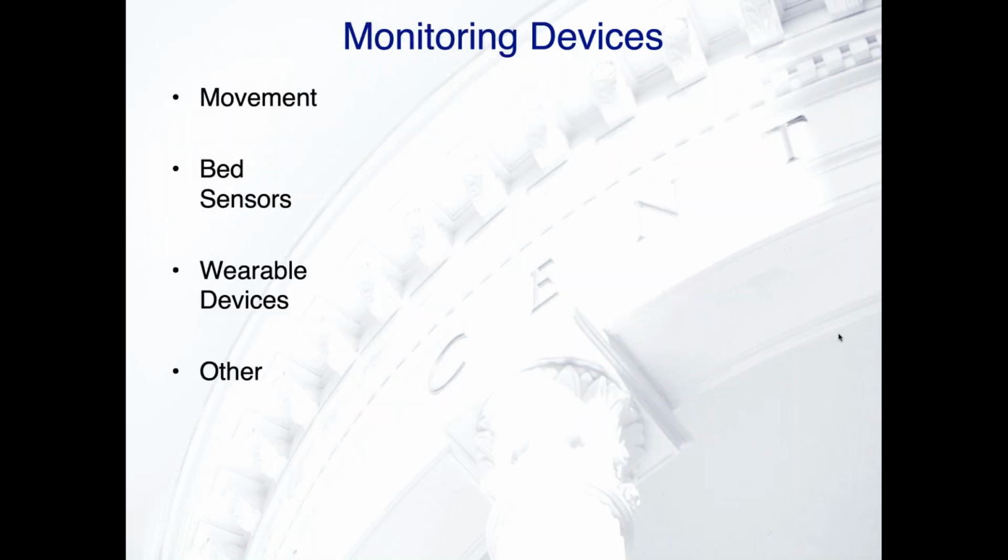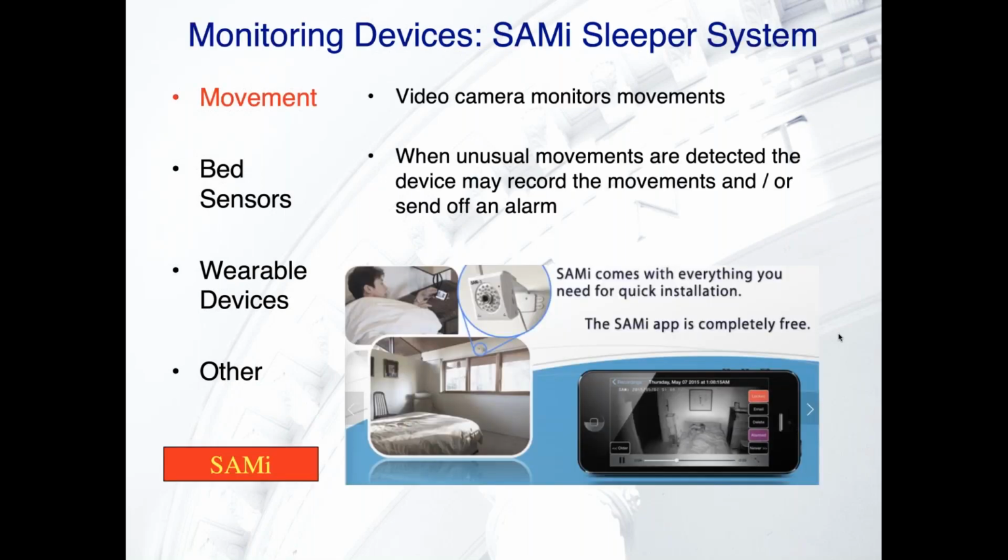Now, there are lots of different monitoring devices on the market. Generally speaking, there are devices that detect movement, there are bed sensors, there are devices you can wear, and then there are a couple of other sorts of monitoring or safety devices that I'll talk about. If you talk about devices that detect movement, one of the more common ones is going to be the SAMI sleeper system.